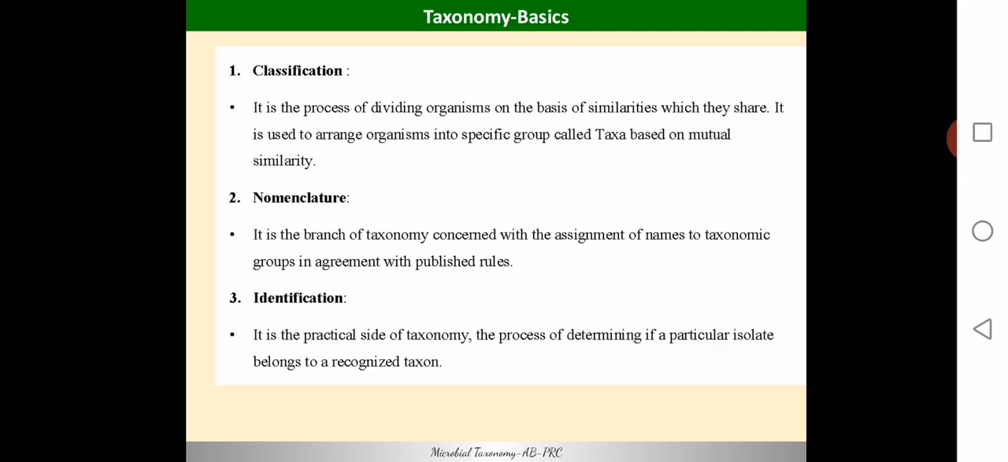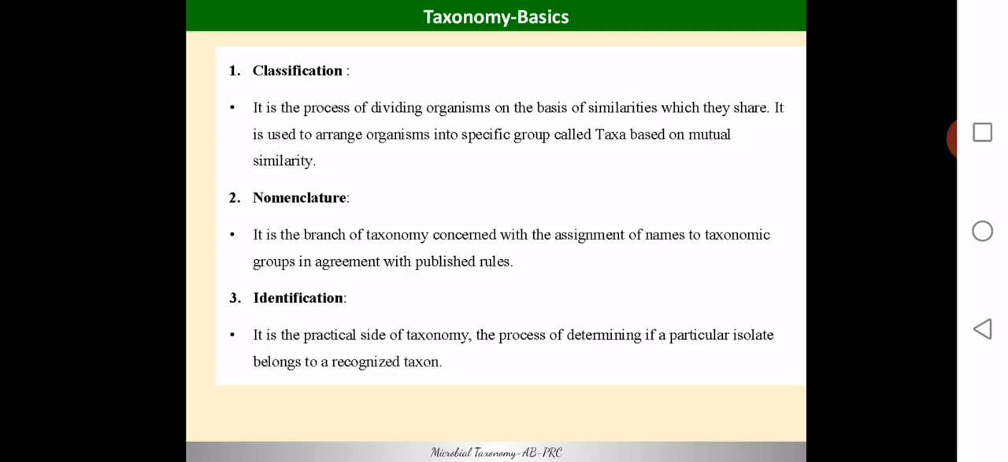Let's see what these three are. Classification is the process of dividing organisms on the basis of similarities which they share. Based on the similarity, the organisms are classified or divided. It is usually used to arrange organisms into specific groups, and these groups are what we call the taxa, which we will see later. This is nothing but the grouping of organisms.